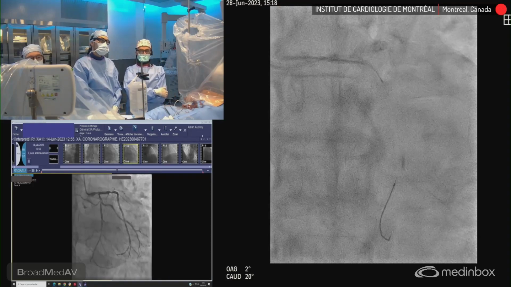We can see, and I think you can appreciate the IVUS. Can you see the IVUS? Well, can you see the IVUS? I'm not sure. Let's see. Can we see the screen, the IVUS?